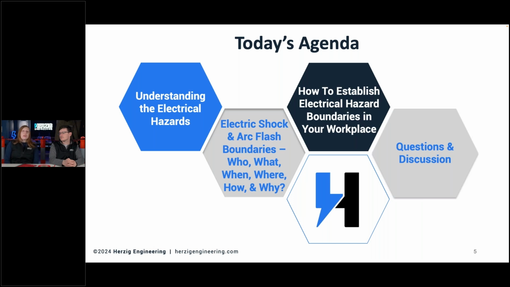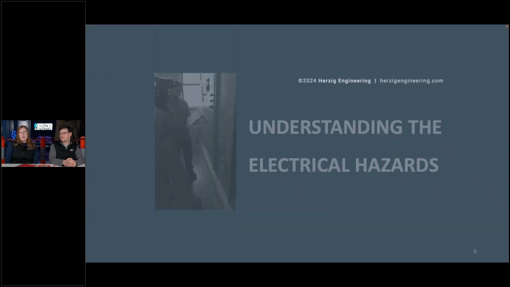All right, so we're going to start out with understanding the electrical hazards and then going into what those boundaries for the electrical hazards are, who needs to be worried about them, when, where, how, and why, right? All the wonderful questions. And then we'll wrap up with how to make sure that those electrical hazards and those boundaries associated with them have an established policy and work practice in your workplace. Okay, so let's dive in.